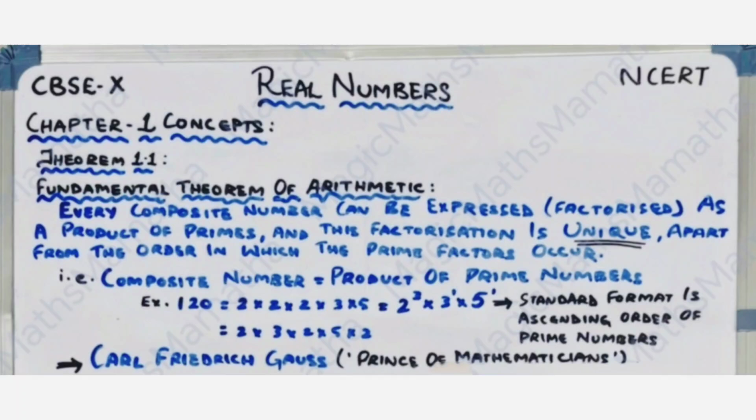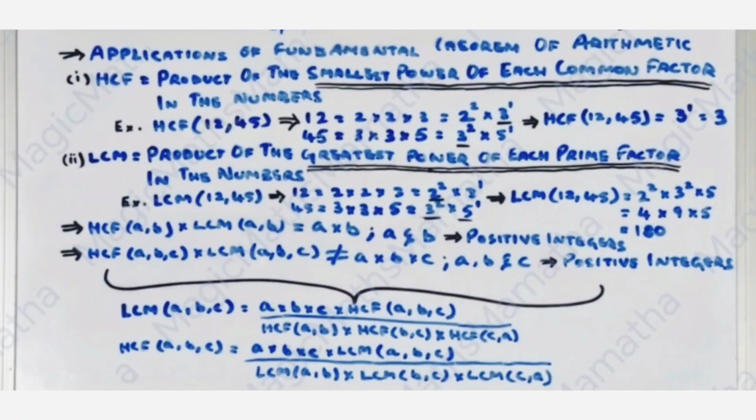This fundamental theorem of arithmetic was clearly explained by Carl Friedrich Gauss, who is also known as the Prince of Mathematicians. We have many applications relevant to the fundamental theorem of arithmetic. Firstly, we could easily find the highest common factor, and we can also find the least common multiple. The highest common factor, which is shortly termed as HCF, is nothing but the product of the smallest power of each common factor in the numbers.